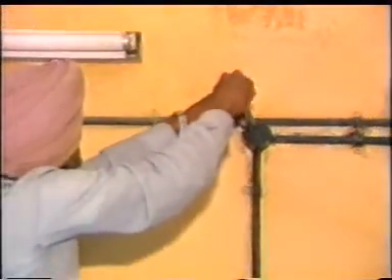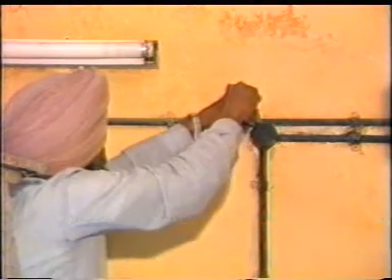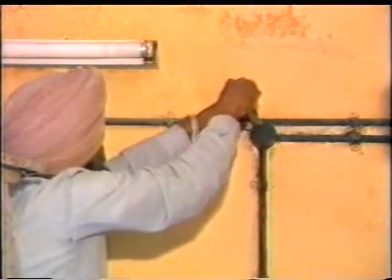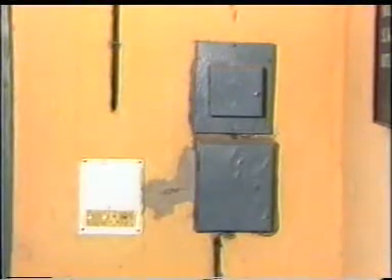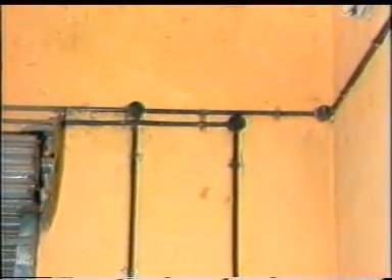Suitable inspection boxes are provided for ease of drawing cables and maintenance. Elbows should be used at the turning points to avoid 90-degree bends.